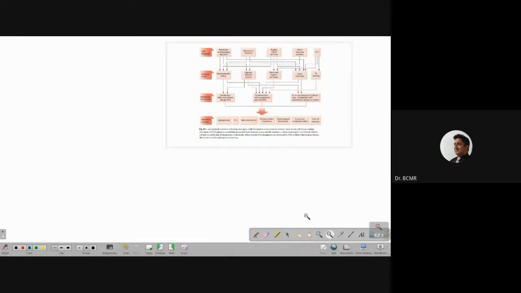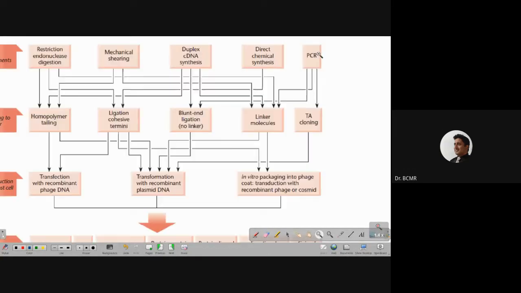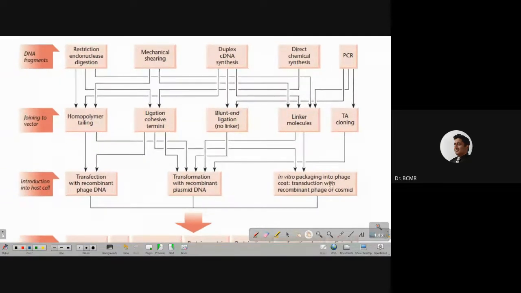And as I said, if we know the sequence of it, then we could also choose to amplify those regions and perform PCR so that we can then isolate it and clone. So the way we are constructing the recombinant DNA, there is homopolymer tailing. If anybody can recollect the enzyme that is used, you can tell me so that it will be easy for everybody. Yes, homopolymer tailing. What is the name of the enzyme?